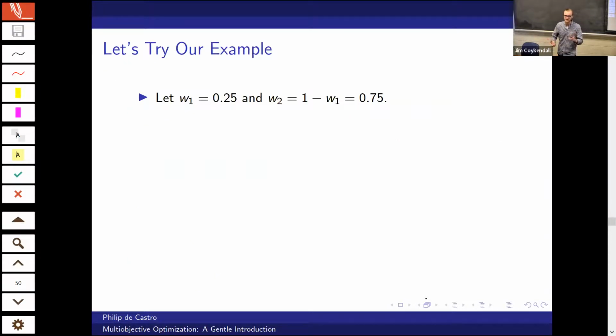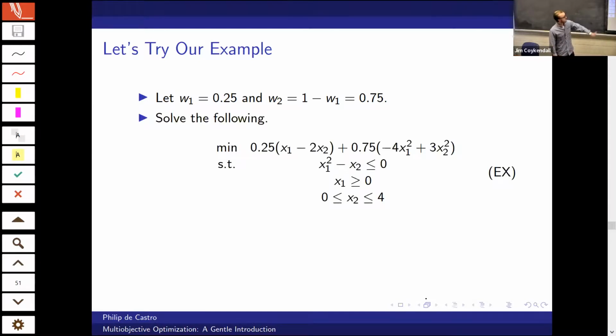So let's see this on our example. Let's pick some non-zero weights. We're going to have W1 equals 0.25, and W2, again, they have to sum to 1, so we're forced to choose W2 to be 0.75.